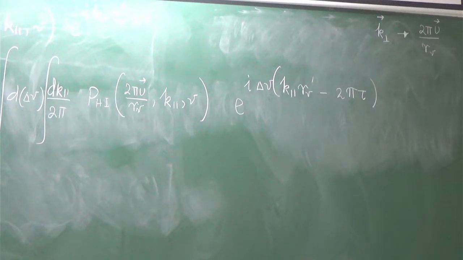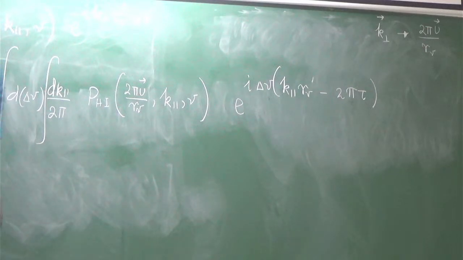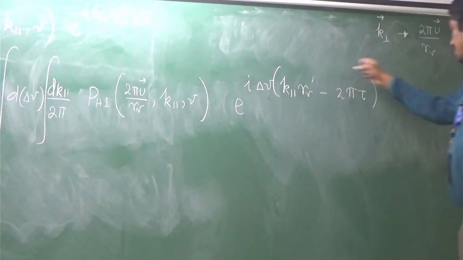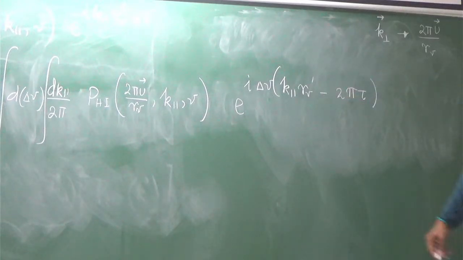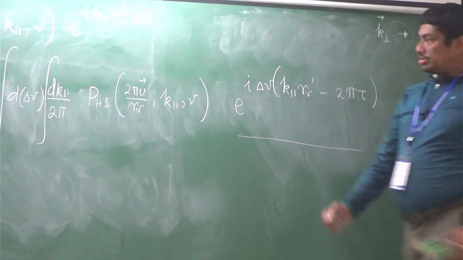All I have done is that I have put this integral in the top one. This term is this term minus 2 pi tau times delta nu, and the rest of the things have come from there. Share it and tell me what are the things which are functions of delta nu now. What are the things in this line which are functions of delta nu? Nothing else. So I can bring this here.